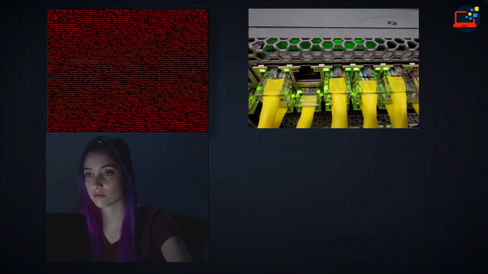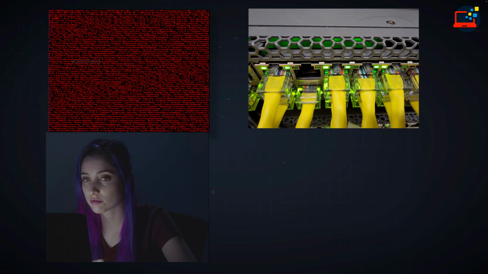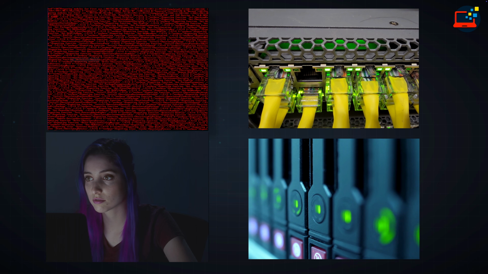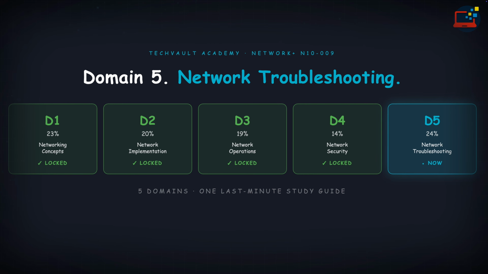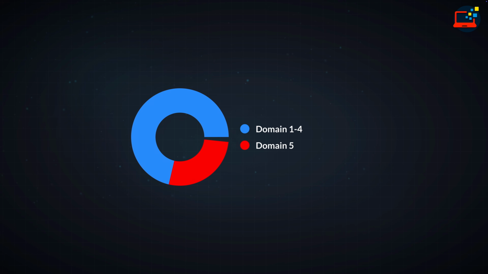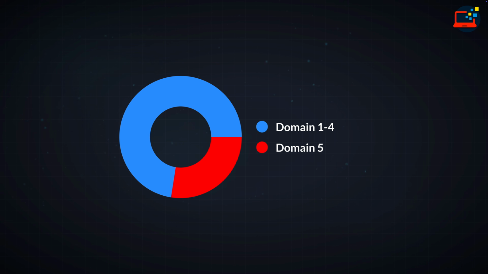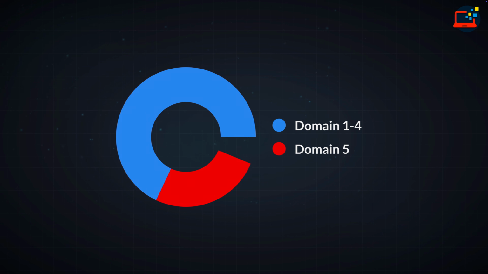A cyclic redundancy check counter climbing on an interface, a switch port that quietly disabled itself overnight, a laptop stranded on a 169.254 address that cannot reach anything, a switch buckling under traffic that will not stop circling. This is Domain 5, Network Troubleshooting. 24% of the exam, the single heaviest weighted domain on the whole test, and it is almost all scenario questions, the kind that read like a help desk ticket.